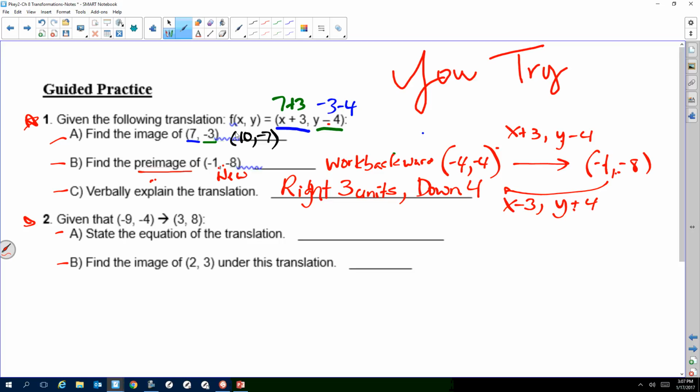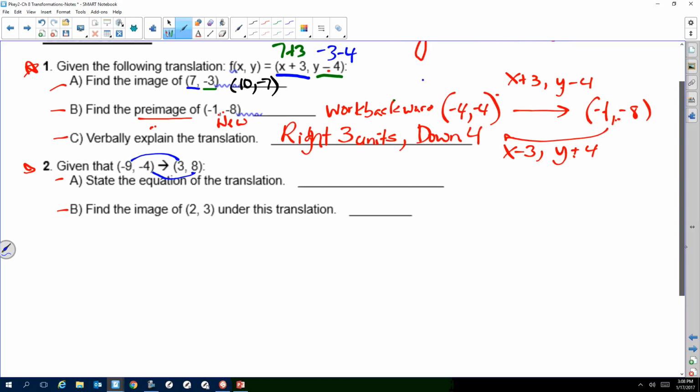So if it was x minus 3, what direction would that be? Left. Okay. X minus 3 would be to the left. All right. So now I'm giving you the pre-image and the image, the original and the new. See if you can see a pattern to come up with the equation that created the point.